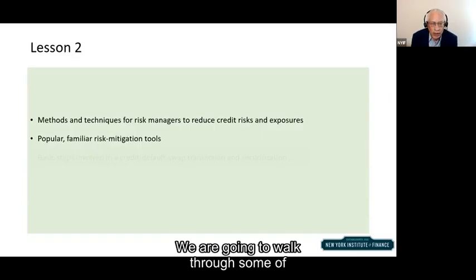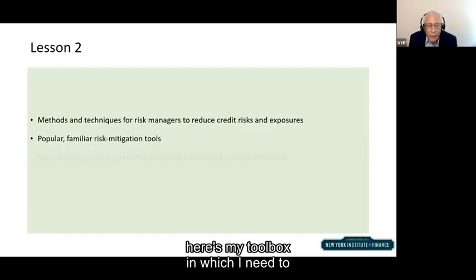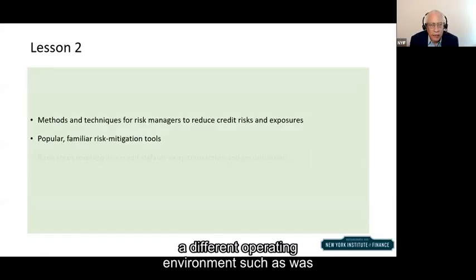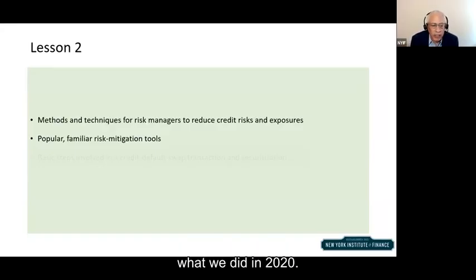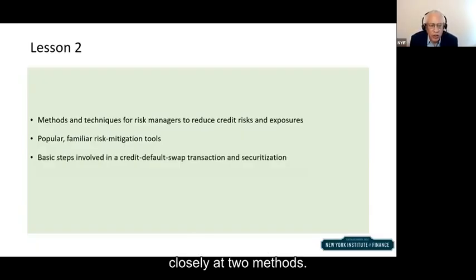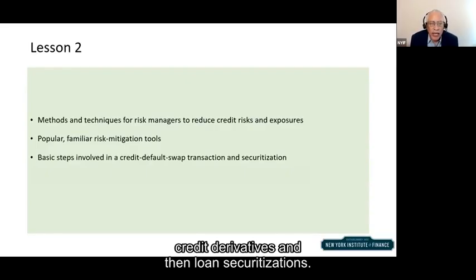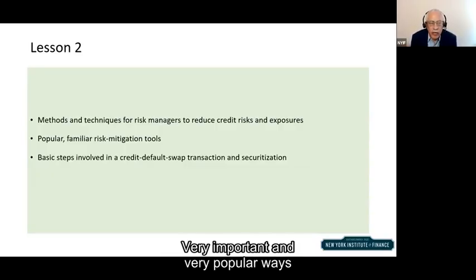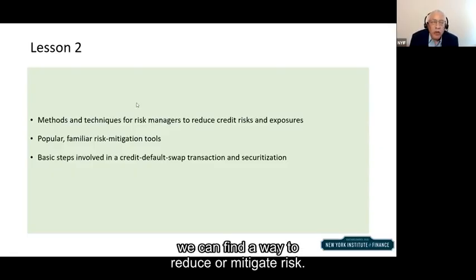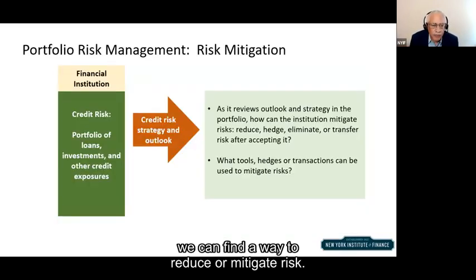And we're going to walk through some of this step by step to say, here's my toolbox in which I need to manage risk as we go through a different scenario, a different operating environment, such as what we did in 2020. And in this lesson, we'll go back and look a little bit more closely at two methods. One would be credit default swaps, which is credit insurance or credit derivatives, and then loan securitization. Two very important and very popular ways in which, in a portfolio, we can find a way to reduce or mitigate risk.